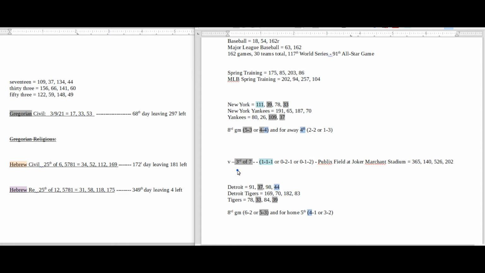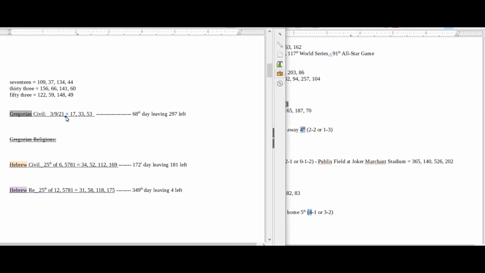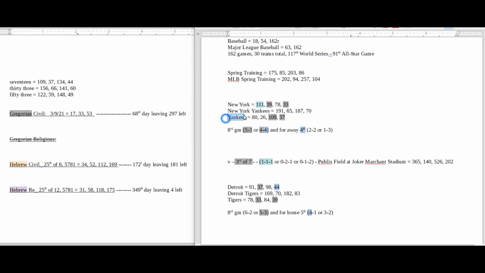So this is the third of seven head-to-head matches between the Yankees and the Tigers for spring training. The third of seven, it almost looks like a 37. Today has 17 date numerology on the Gregorian, which sums to 37. Yankees sum to 37. Detroit sums to 37.